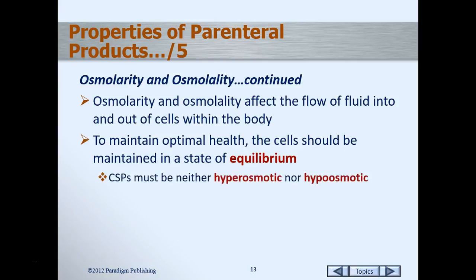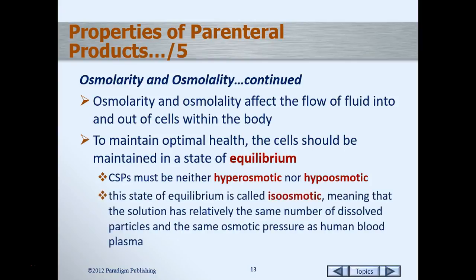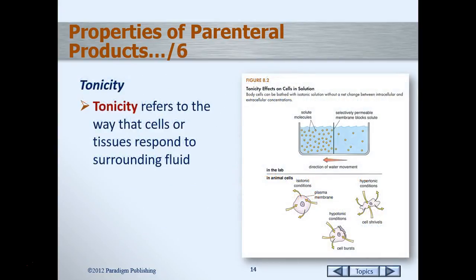Compounded sterile products have to be what we call isoosmotic. So we don't want to have too much pressure, which is hyperosmotic, or not enough, which is hypoosmotic. So that state of equilibrium, like I said, is isoosmotic. That means that the solution has relatively the same number of dissolved particles and the same osmotic pressure as our blood plasma. And that's important for healthy blood cells.